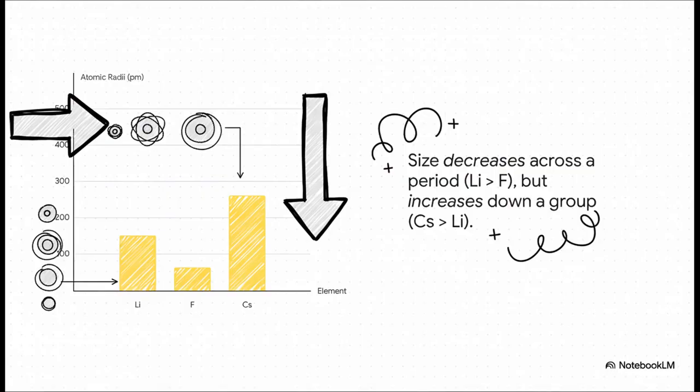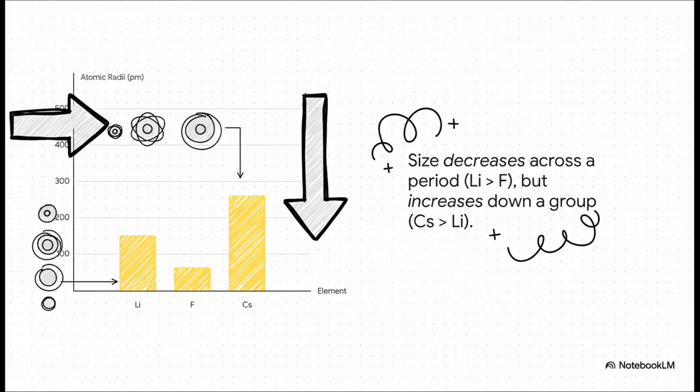So how does the size change as we move around the table? Well, have a look at the trend. As we go from left to right across a period, the size of the atom actually decreases. Surprising, right? It gets smaller. Why? Well, because the nucleus is getting more positive, so it's pulling that same electron shell closer and tighter.